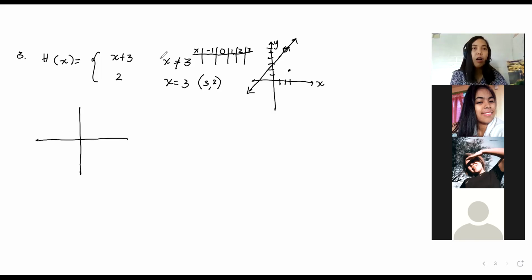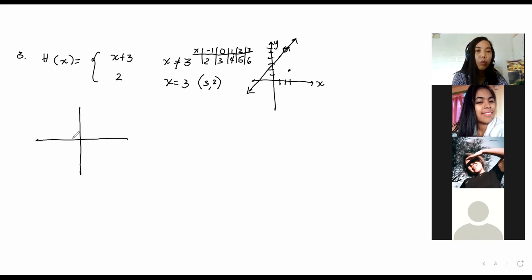So, we will have, if x is negative 1, y is 2. If x is 0, y is 3. If x is 1, y is 4. If x is 2, y is 5. And if x is 3, but it is not included, y is 6.